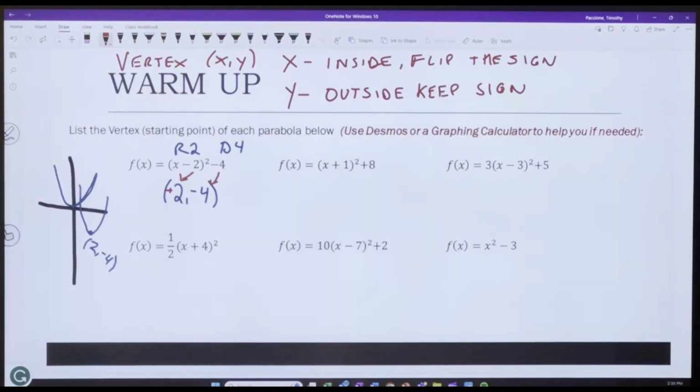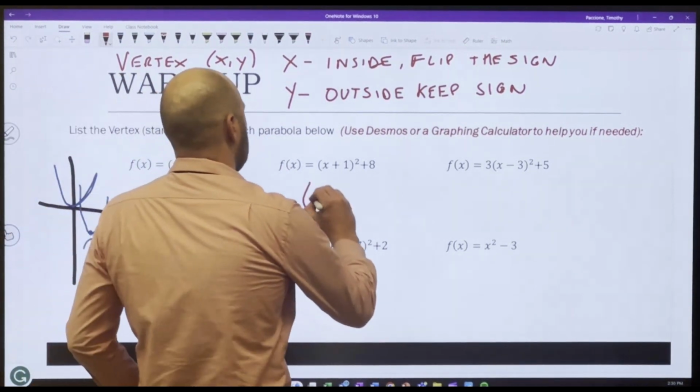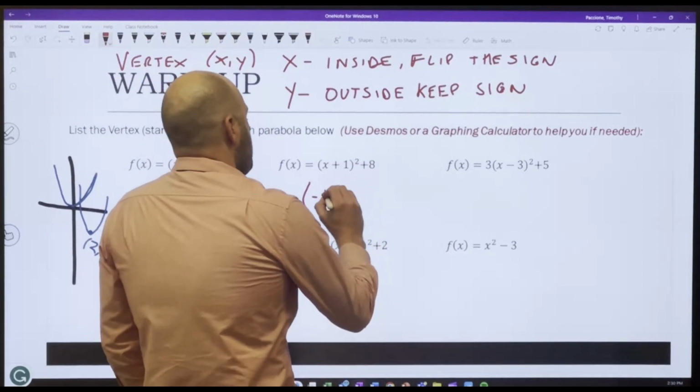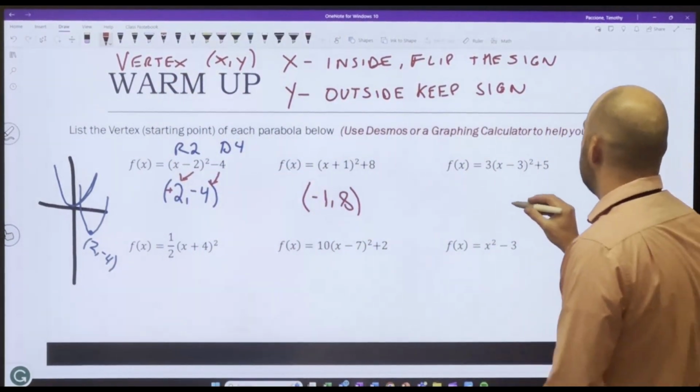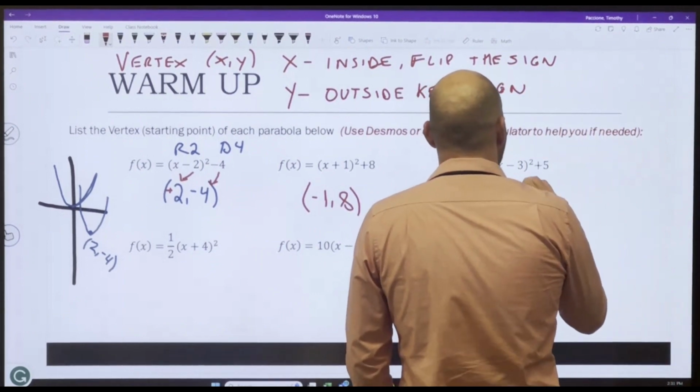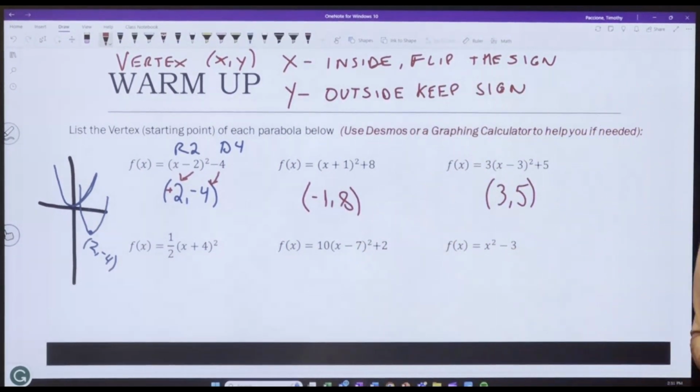Okay? So for instance, the next one would be what? -1, 8. Yep, -1, 8. And then what about this next one? Wait, hold on. This one has a 3 out front. But it doesn't change anything.